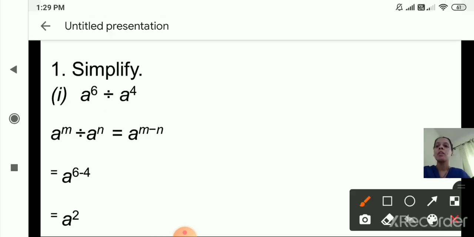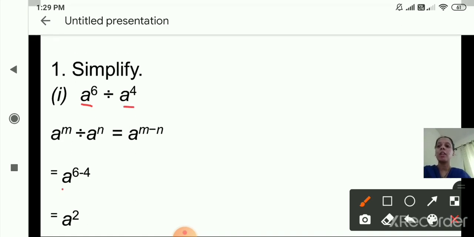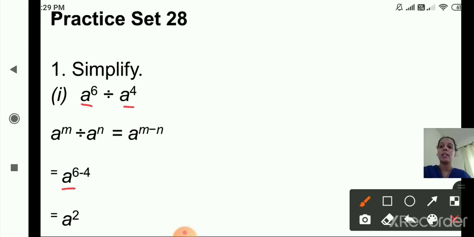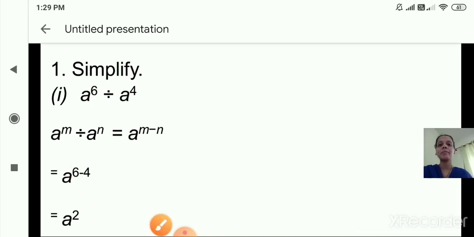Now the base is the same, so we write it down only once and subtract the index. The index is 6 here and 4 here, so 6 minus 4 is 2. So what is the answer? A raised to 2 is the answer. Okay, hope you are clear with this. So in the multiplication of indices with the same base, you add the index, and in division of indices with the same base, you subtract the index.